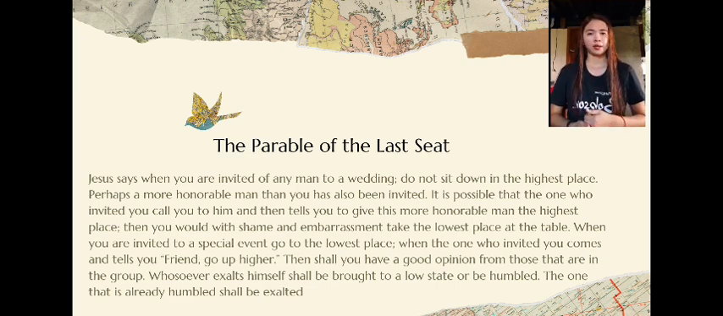Imagine you're invited to a big party. You might be tempted to choose the best seat right away, but Jesus says it's better to choose a seat at the back. Why? Because if someone more important than you arrives, the host might ask you to give up your good seat. That would be embarrassing.